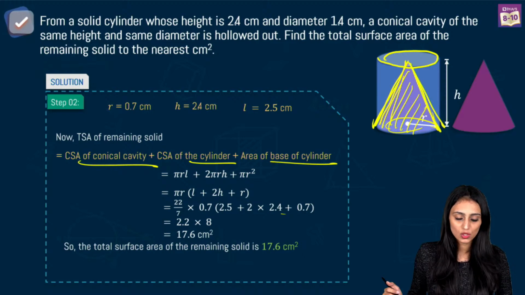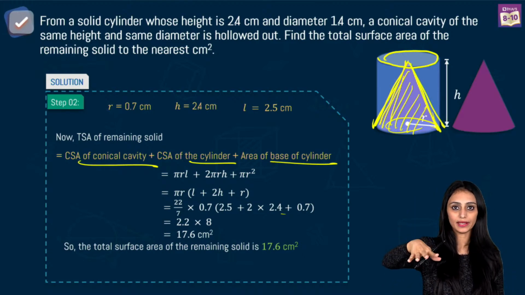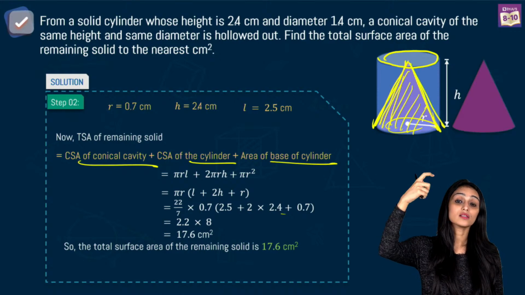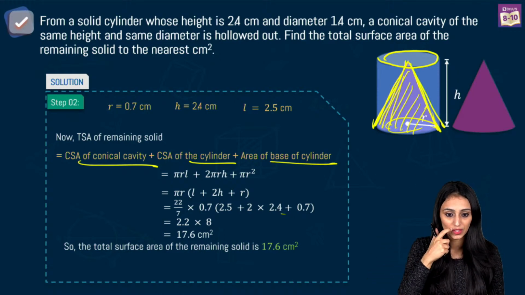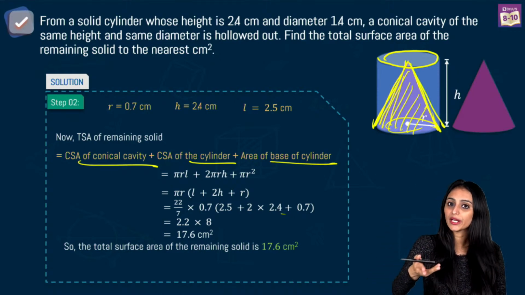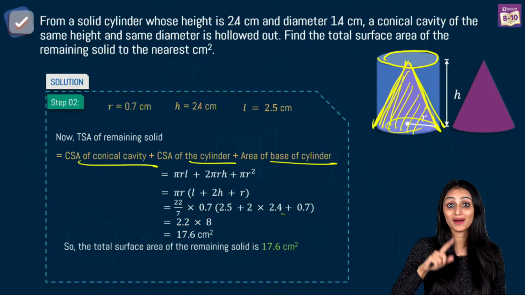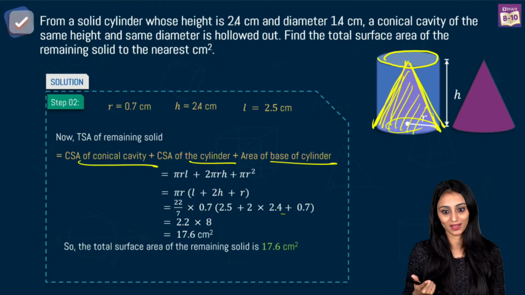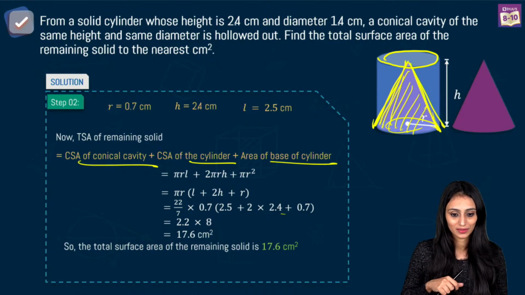Top circle remain. Yes, top circle hai. It will remain there, na? Because it's a solid cylinder. Absolutely, Jayashree. Even if you don't take common, you will get the same answer, but it will be more time consuming. This is the easier method.